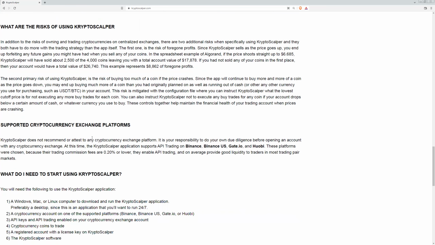Supported platforms. At this time, KryptoScalper supports Binance.com, Binance US, Gate, and Huobi. The reason why these platforms were chosen is because they charge low trading commission fees. Other exchanges like Coinbase and Gemini and some of these other ones are good platforms, but they charge substantially higher commission fees. So to use KryptoScalper with those platforms would not be economically feasible.